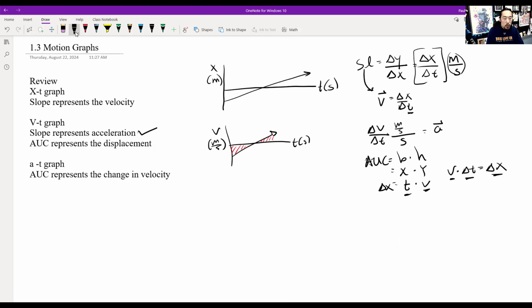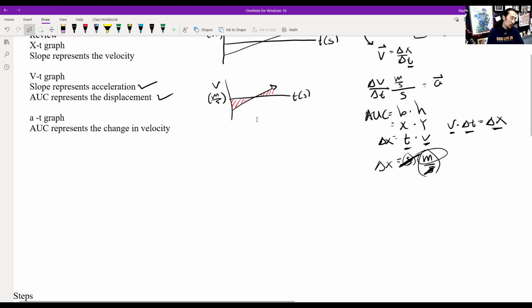Okay, so let's use the unit trick to show you that you can even do that with area under the curve. We know that the units for time is seconds, and the units for velocity is meters per second. So if we do seconds times meters per second, the seconds cancel out in the numerator and denominator, leaving us with just meters, which is the units for displacement. Boom. Now we have acceleration times time. For the acceleration time graph, there is no slope value, and the area under the curve represents the change in velocity.